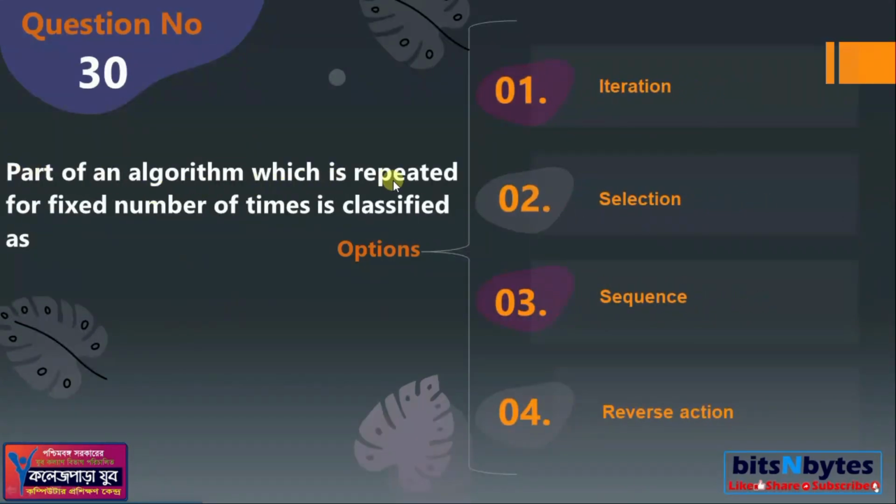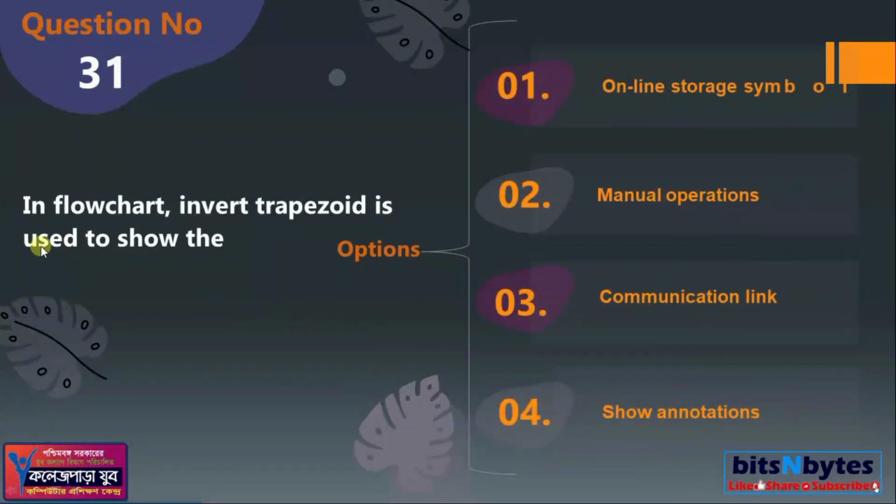Question 30. Part of an algorithm which is repeated for a fixed number of times is classified as: 1. Iteration, 2. Selection, 3. Sequence, 4. Reverse action. Answer: iteration.